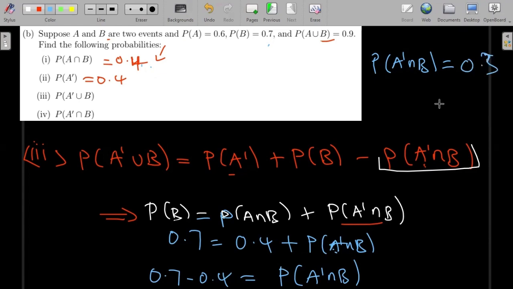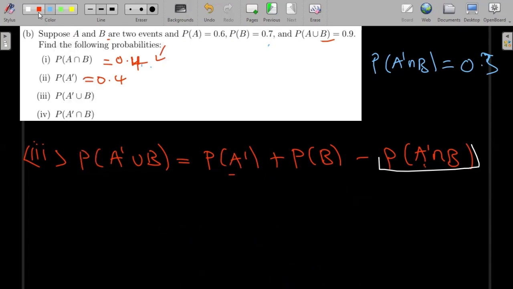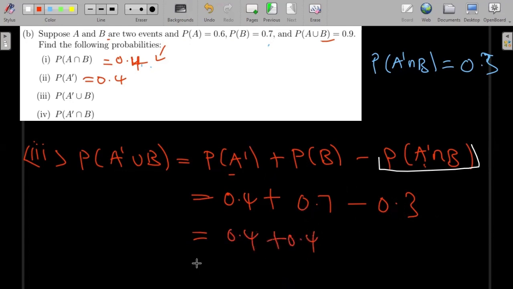Now we have whatever we need in order to calculate the probability of A complement union B. Here, the A complement is 0.4, plus the B is 0.7, and then minus 0.3. What do I get? I'm going to get 0.8, because this is 0.4 here, and 0.7 minus 0.3 gives another 0.4. So the probability of A complement union B is 0.8.